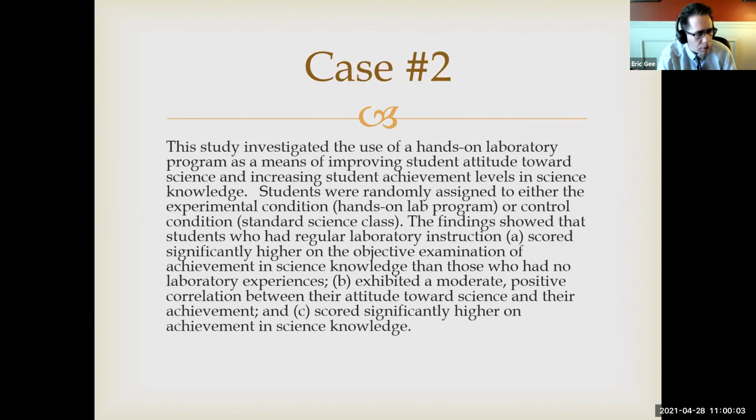This study investigated the use of a hands-on laboratory program as a means of improving student achievement towards science and increasing student achievement levels in science knowledge. Students were randomly assigned to either the experimental condition, hands-on lab program, or control condition, standard science class. The findings showed that students who had regular laboratory instruction, A, scored significantly higher on the objective examination of achievement in science knowledge than those who had no laboratory experiences, B, exhibited a moderate positive correlation between their attitude towards science and their achievement, and C, scored significantly higher on achievement in science knowledge.